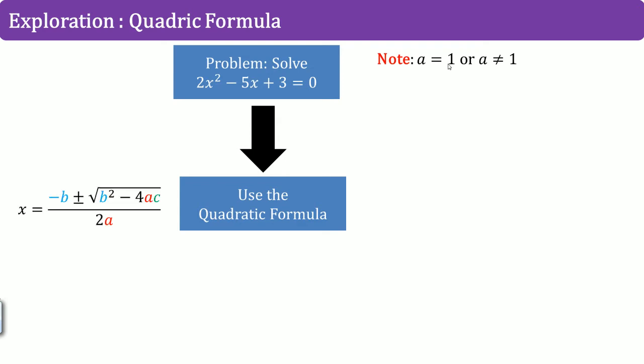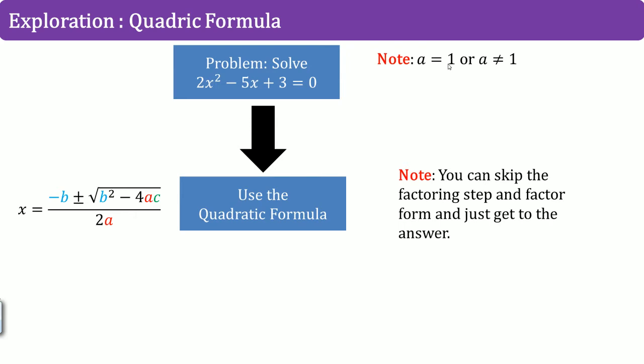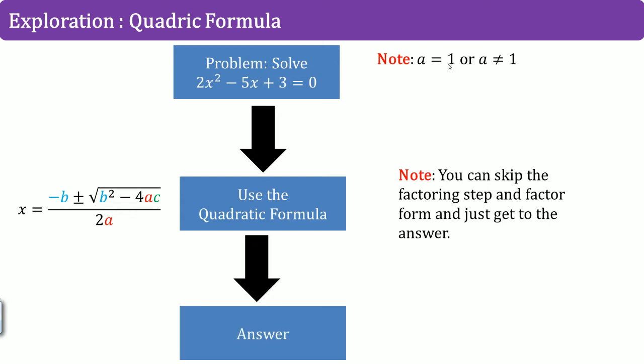What is the quadratic formula? It's that x is equal to negative b plus and minus the square root of b squared minus 4ac, all over 2a. This is the quadratic formula. The beautiful part about this is that you can skip the factoring step and factored form and just get to the answer. Then as a result, you get the answer. There are always two answers for right now.